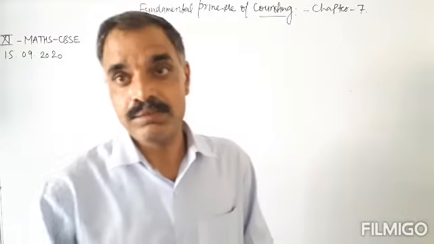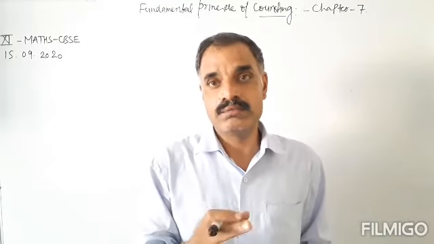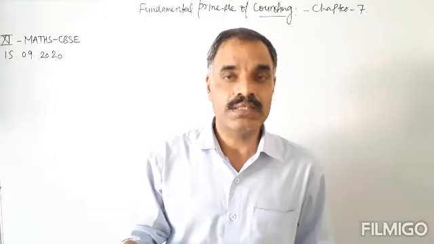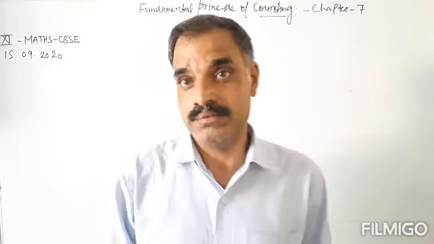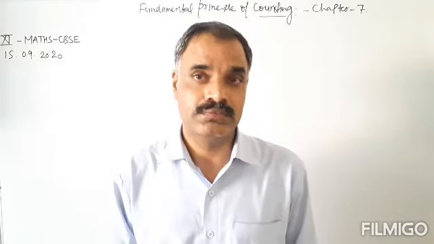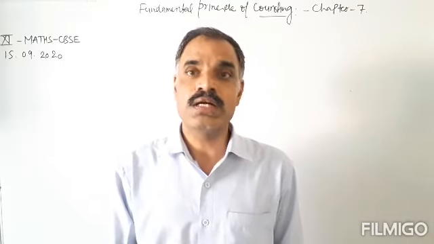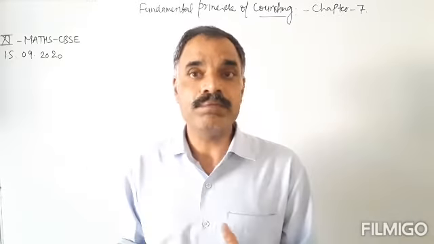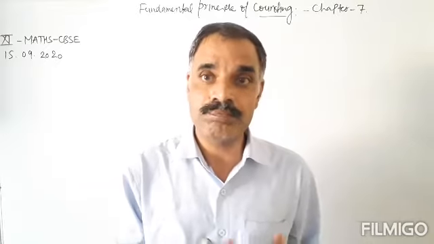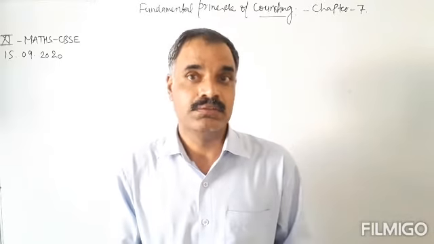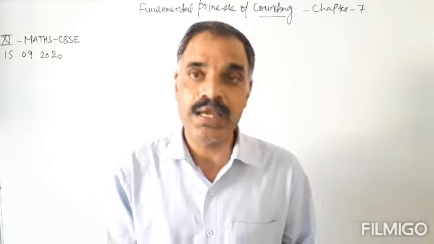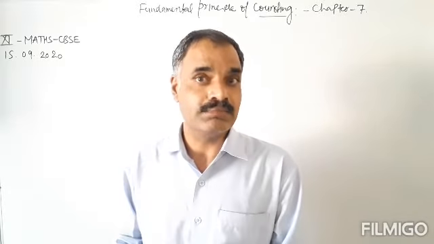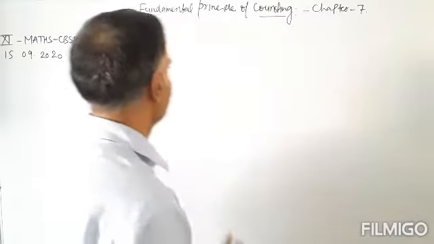We are taking the example of Mohan and Sabnam. First example is of Mohan. Mohan has 3 pants and 2 shirts. So how many pairs of pants and shirts does he have? We will understand this by taking the example.